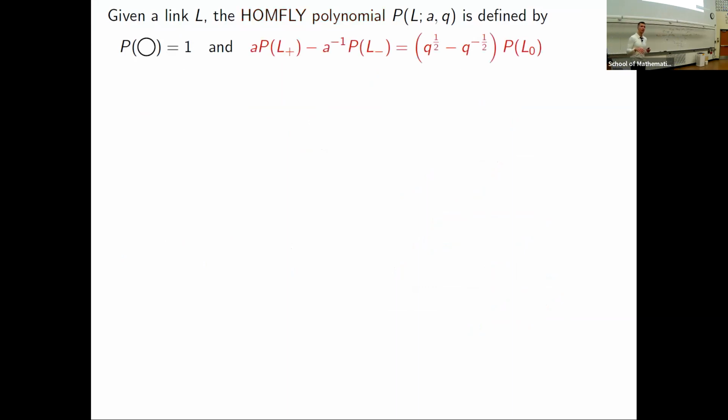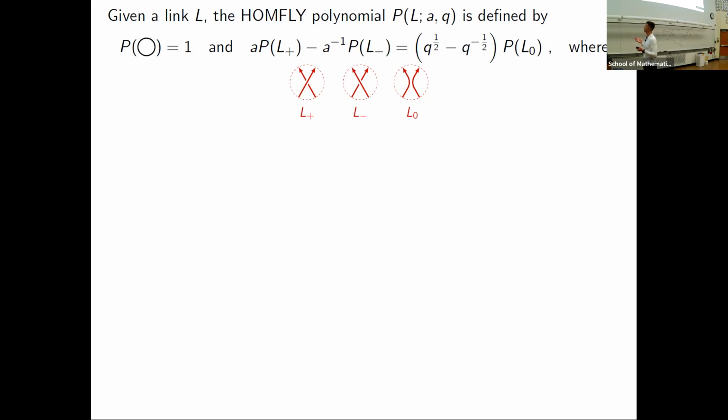And then if you have 3 different links, L plus, L minus, and L0, which satisfy this skein relation, the 3 links should differ as follows. Imagine 3 links which only differ around a single crossing. L plus is an overcrossing, L minus is an undercrossing, and L0 is where you resolve the crossing. Then the 3 HOMFLY polynomials are going to be related by this expression here. It's not trivial to show that this actually defines a link invariant, but it is true.